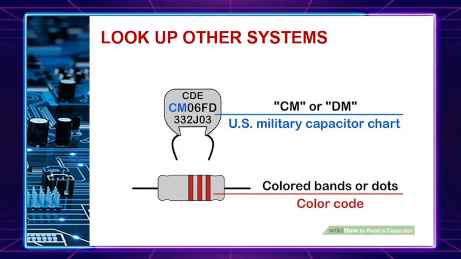Okay, so this is the other method of reading the capacitance values. We have the US military capacitor chart. If you can see the CM or DM, just like resistors, each capacitor also has color bands or dots. So we can refer to the color code.